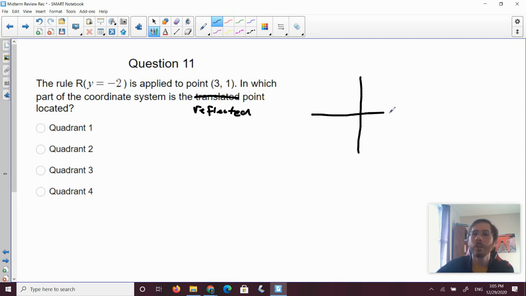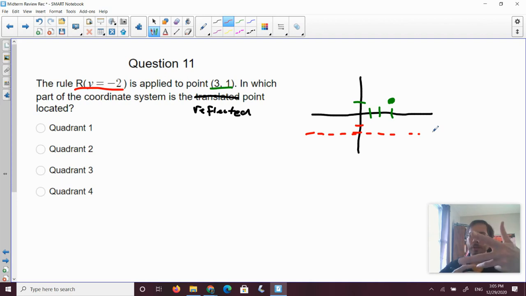So I can make a nice little sketch of a coordinate grid. And I know my point's at 3, 1. So I'll go 1, 2, 3 over, 1 up. So I'll put my point there. So that's where my original point is. And my rule says I'm going to reflect along y equals -2. So I'm going to go down 2 and draw in a line of reflection. So remember, reflection means we're going to flip it.